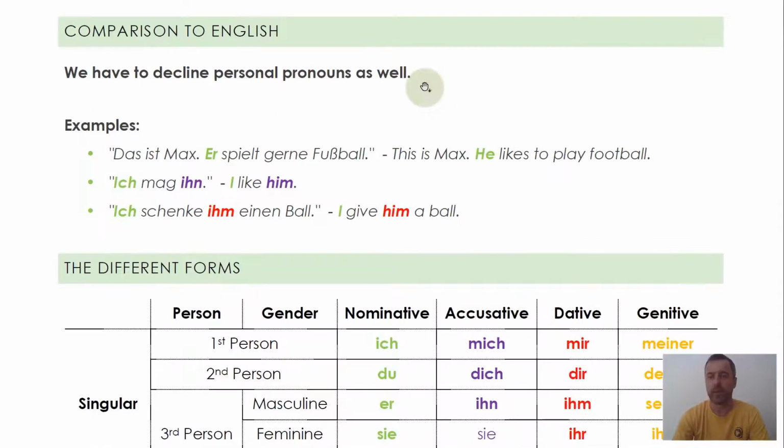Before you scream, how should I ever get all those different versions? Be aware, you have to do the same thing in English too. You have to decline personal pronouns. Few examples. Das ist Max, spielt gerne Fußball. This is Max, he likes to play football. So that's the base form, the nominative form, right?